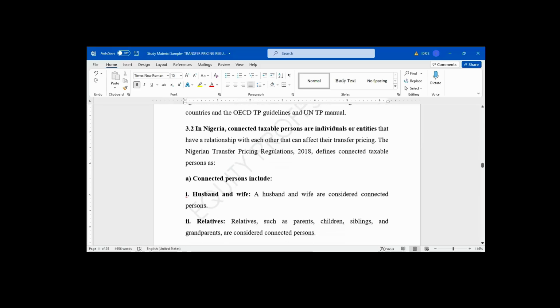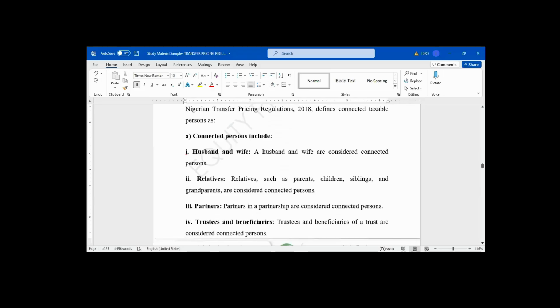Relatives, brothers and sisters, siblings, when they do business transactions among themselves, they are connected persons. A partner in a partnership business is connected to the other partners. Trustee and beneficiary are connected in a trustee arrangement.